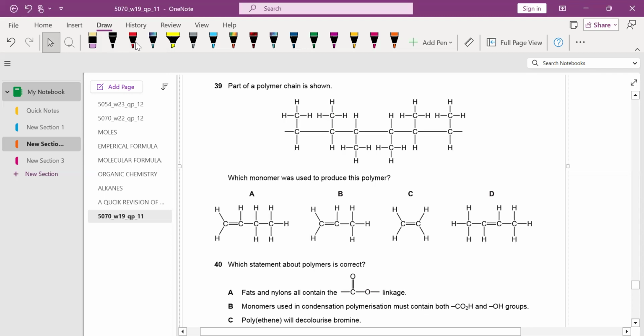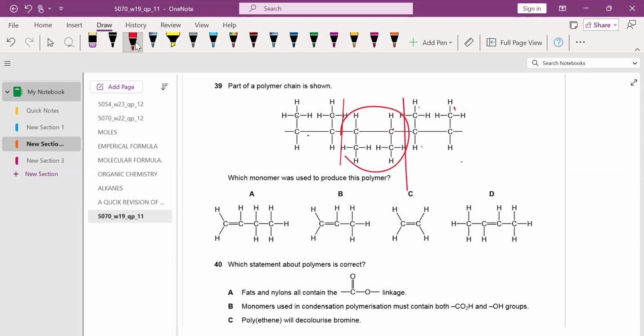Then question number 39. Part of a polymer chain is shown. Which monomer is used to produce this polymer? So 1, 2, 3, 4, 4 carbons. This is the repeating unit, you can say. Then you put the double bond here, and the monomer is formed. Option D is correct for question number 39.